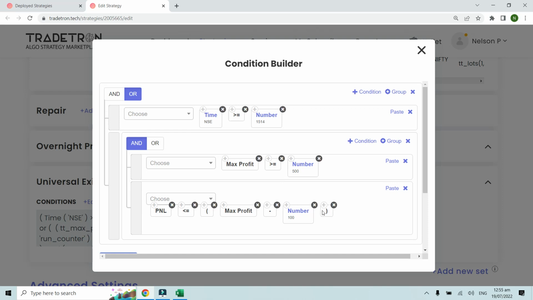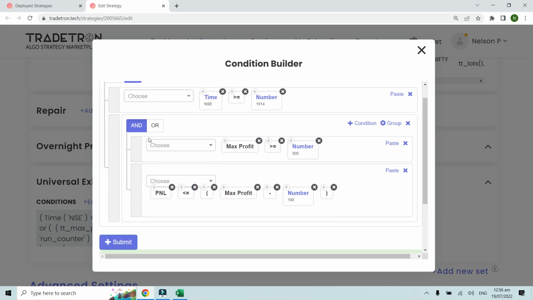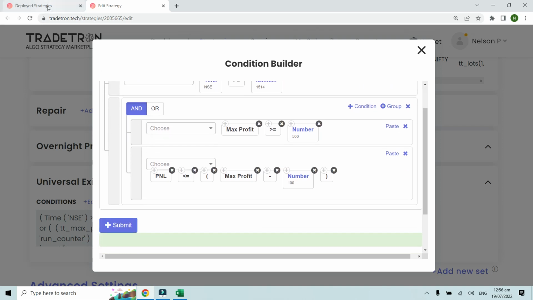But always remember to use these brackets properly, this sign also properly, and both should be in group condition. All right. So once we have put this particular condition, let's see what kind of trades it takes and how it calculates the profit for this.